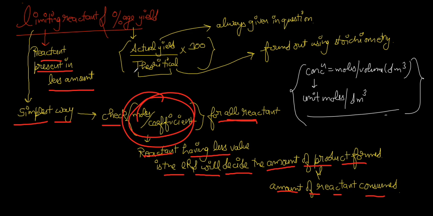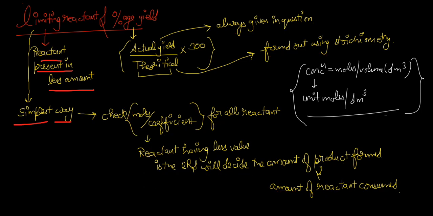See, percentage yield directly means actual yield by theoretical yield into 100. Now, what is actual yield, theoretical yield? Actual yield is the one which is always given in the question, and theoretical is the one that you find out using stoichiometry.